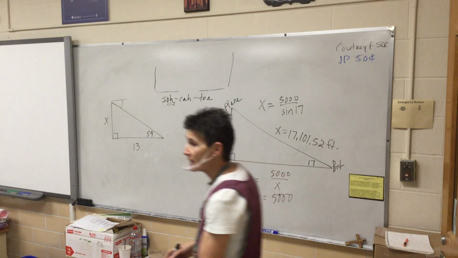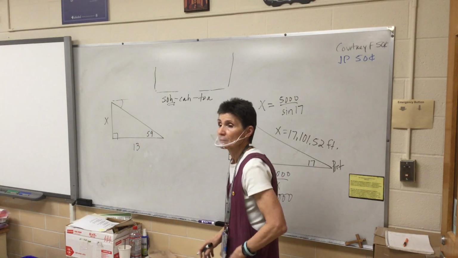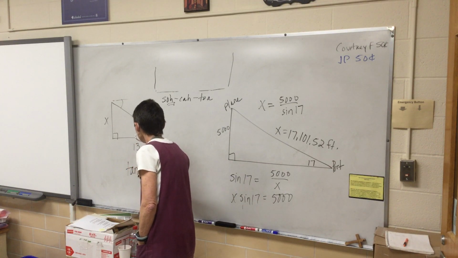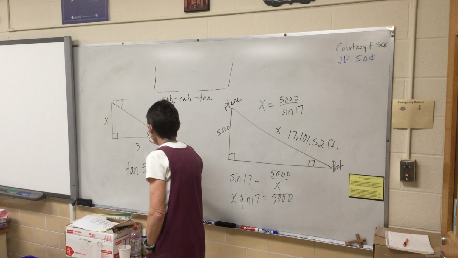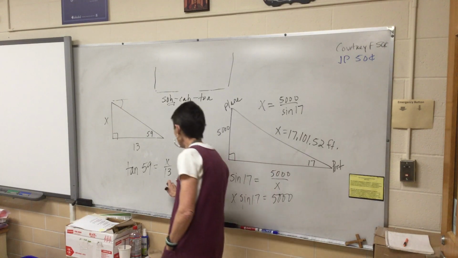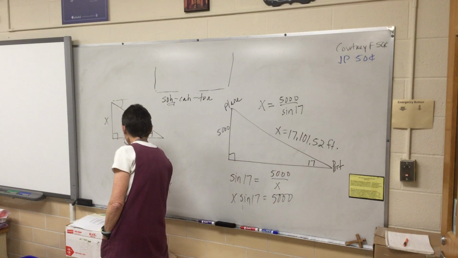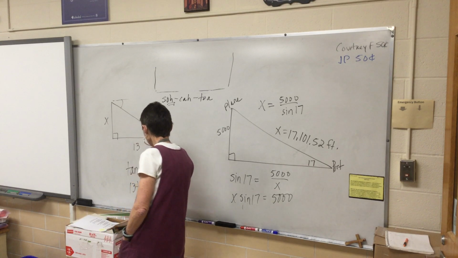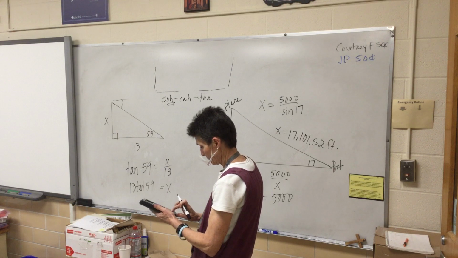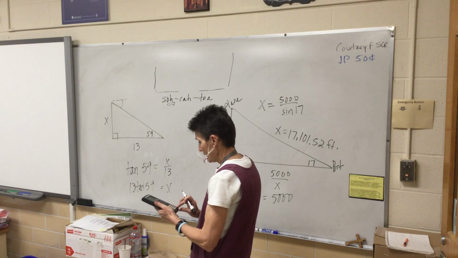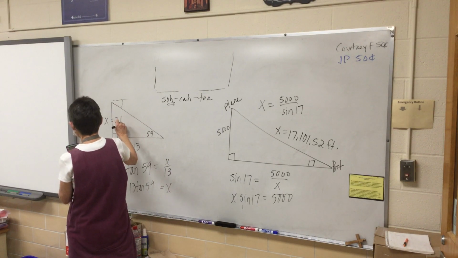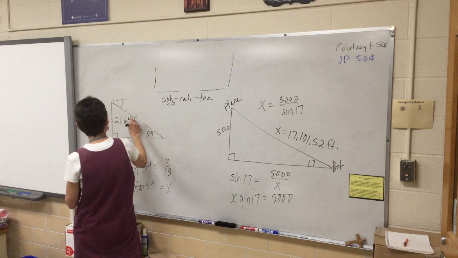All right, I need an equation. What's my equation? Tangent. So tan 59 equals x over 13. And we'll just multiply by 13. So this is an easy one. 13 tan 59. Nothing fancy about that. And our answer is 21.64 feet.